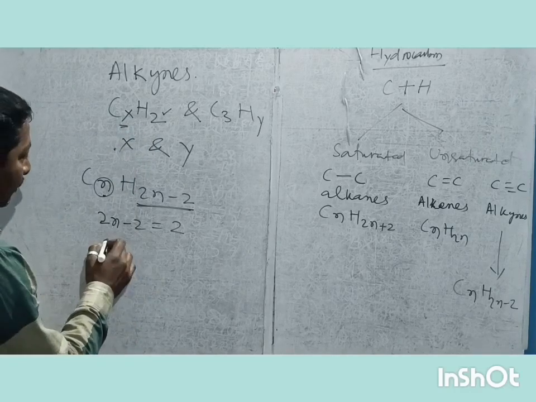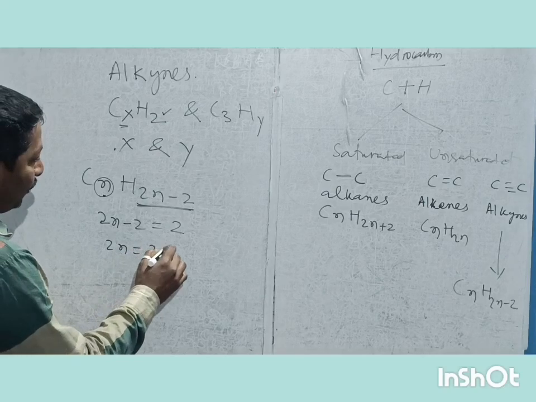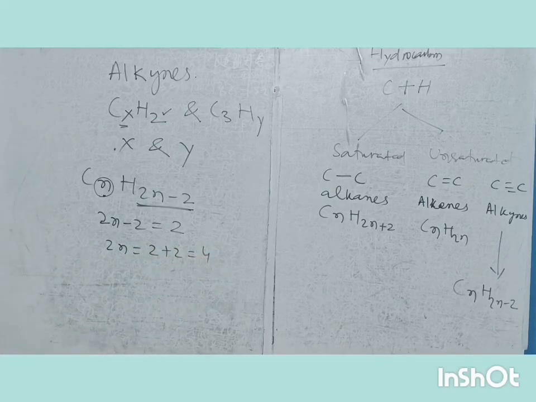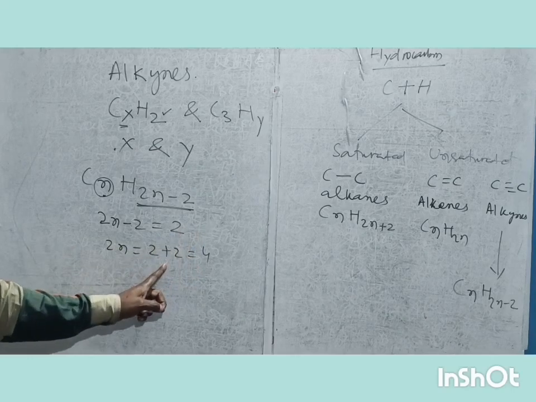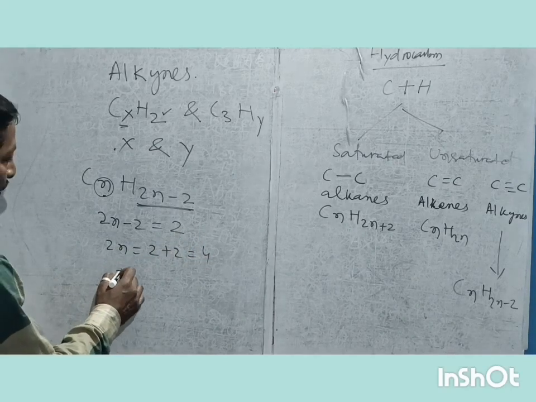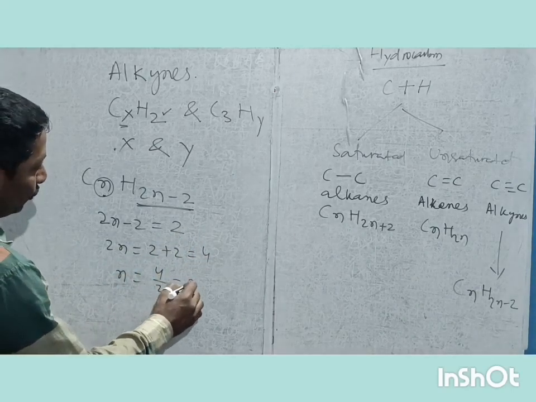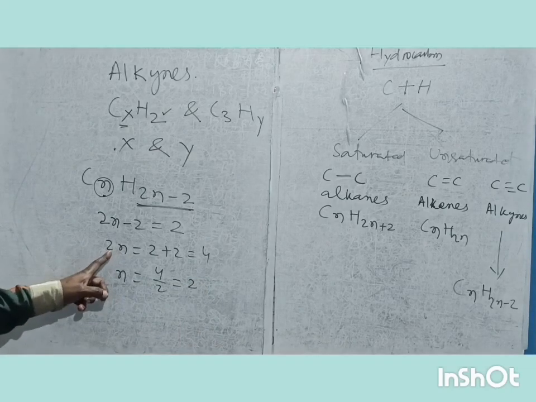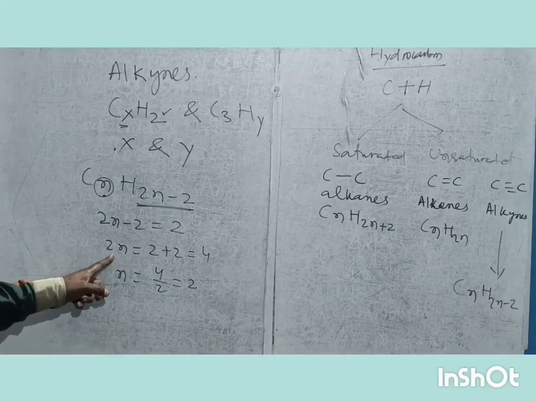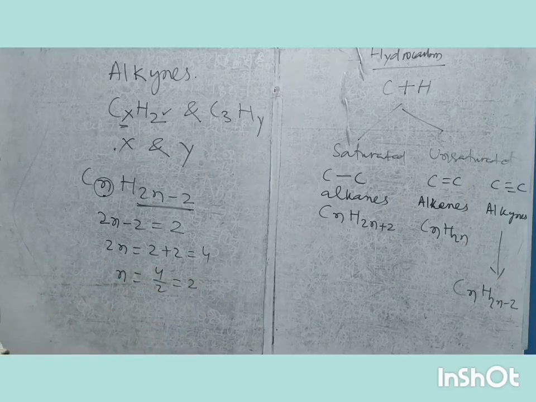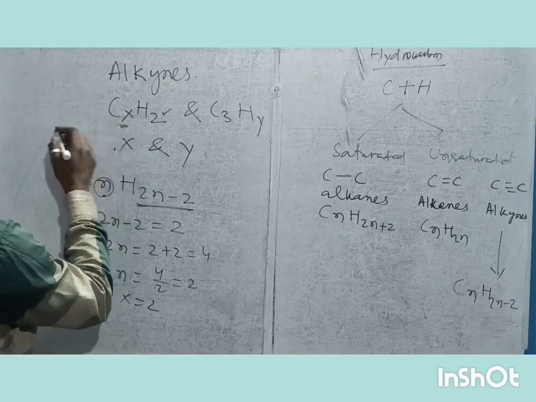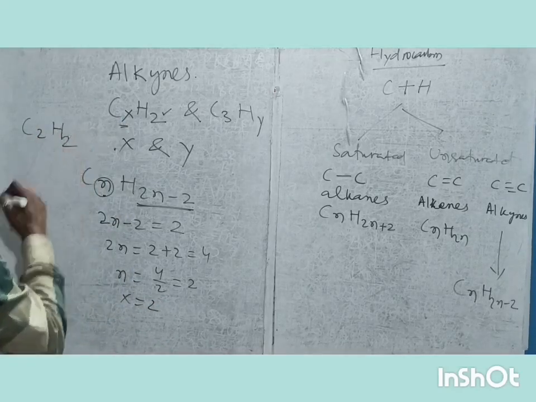So now, 2n equals 2 plus 2 equals 4. Minus 2 goes to this side and becomes plus 2, so 4. Now n equals 4 by 2 equals 2. 2n is 2 into n, so it is divided on the other side. So 4 by 2 equals 2. So n equals 2, which means x equals 2. So the formula for this compound is C2H2.